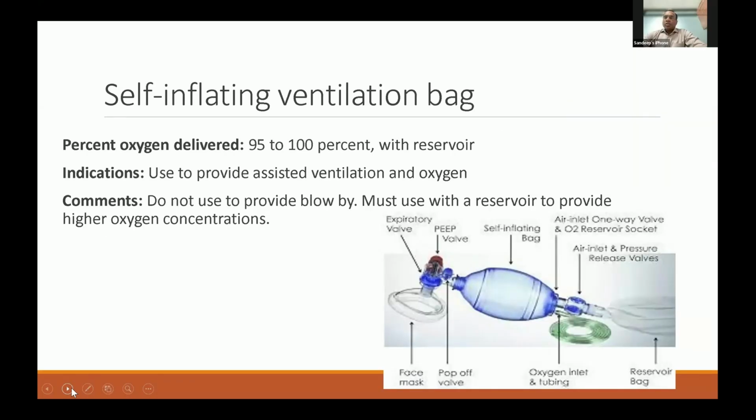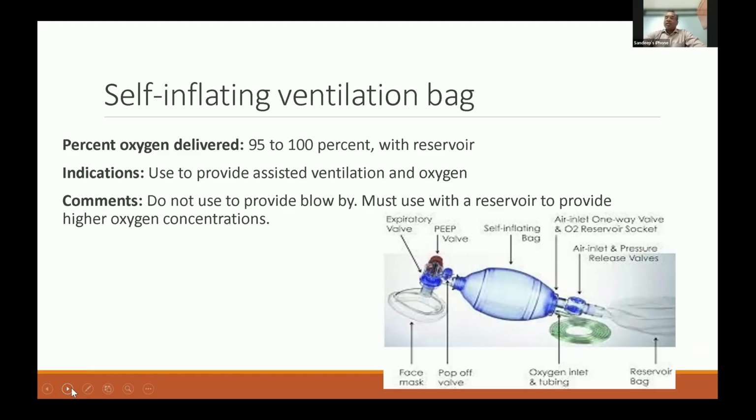Okay, so what is this device? The commonly called Ambu bag. Correct. Now, the correct name for this device, because multiple companies are making it, is self-inflating ventilation bag. What do we mean by self-inflating? Self-inflating means if we compress it, the bag is going to inflate on its own without any other thing.